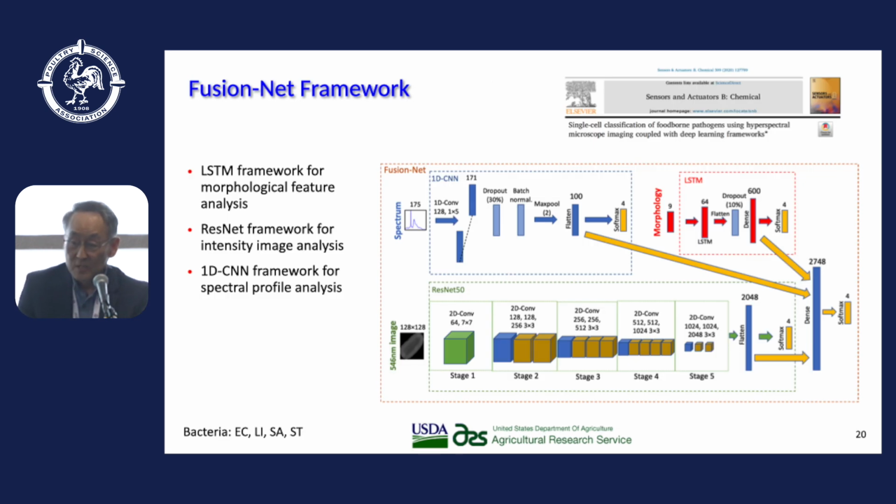Okay, so based on those features, we developed a FusionNet framework like this. The LSTM for morphological features, the ResNet framework for intensity distribution, and the 1D CNN framework for the spectral profile. It's all combined together. This is the FusionNet we developed for classification.